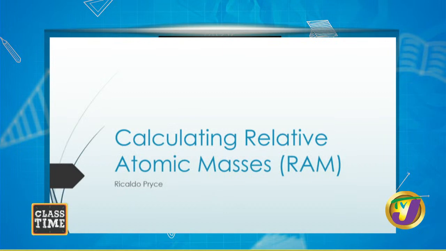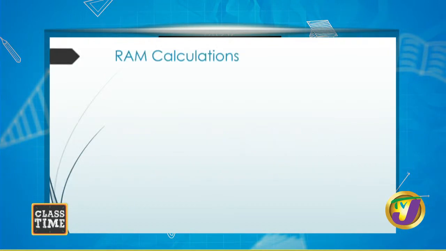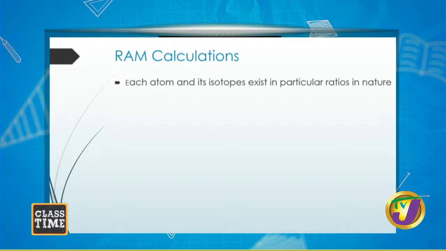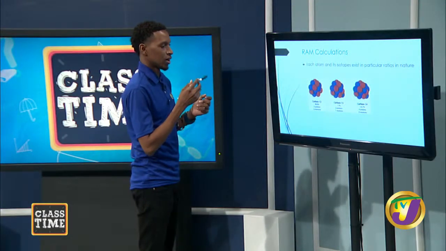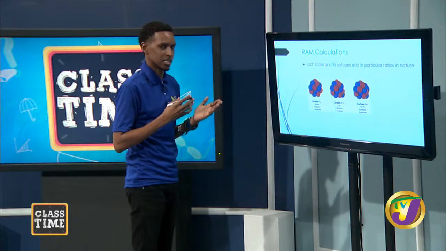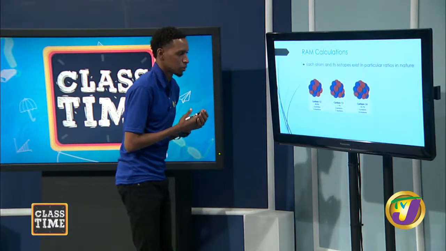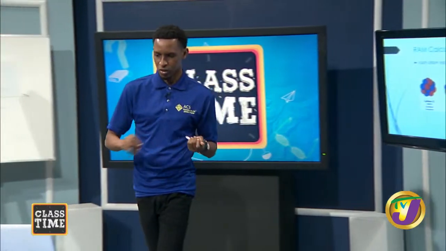Now let's jump to calculating relative atomic mass. Each atom in nature exists in certain ratios. As I mentioned before, carbon 12, 13, and 14 exist in certain ratios. If you look, carbon 12 exists in a 98.9% ratio with carbon 13, which exists in a 1.1% ratio.